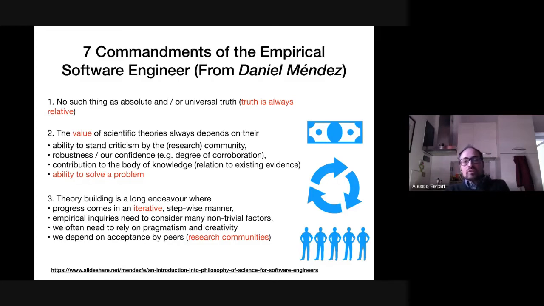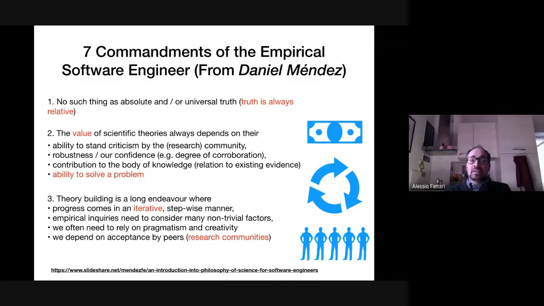The thing that you should remember, and that we can consider as commandments of empirical software engineering, is that there is no such thing as an absolute or universal truth. So truth is always relative, okay? Every time I apply one of the methodologies, as I said, I lose some information either on the behavior, on the actor, or on the context. So there is no way in empirical studies to find a universal truth, okay?